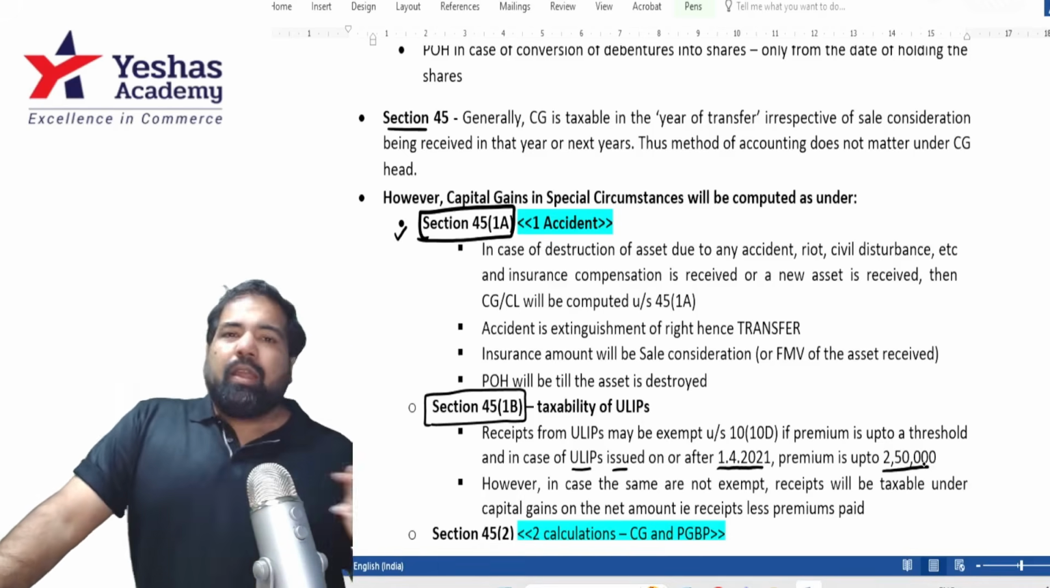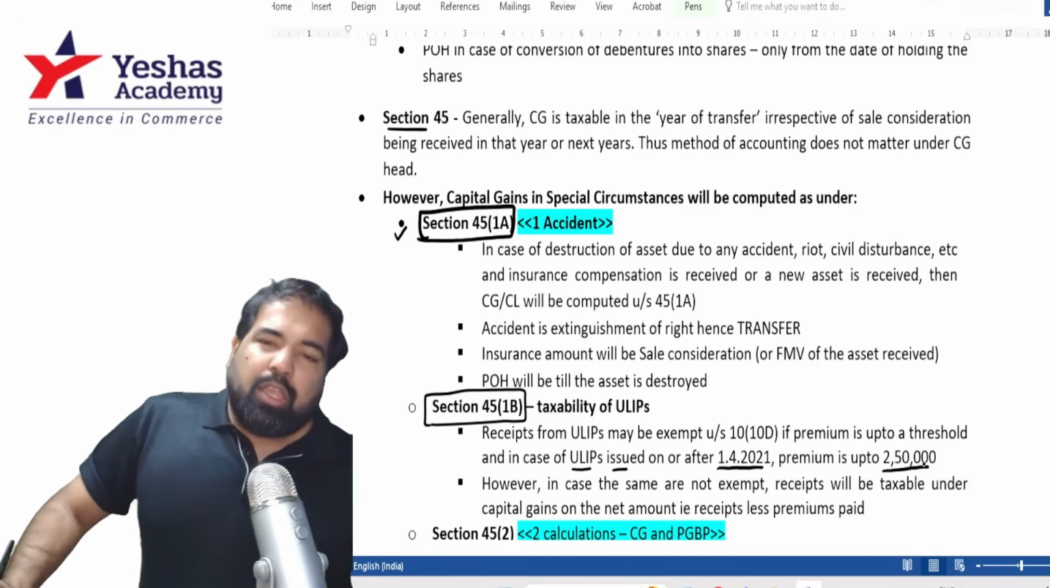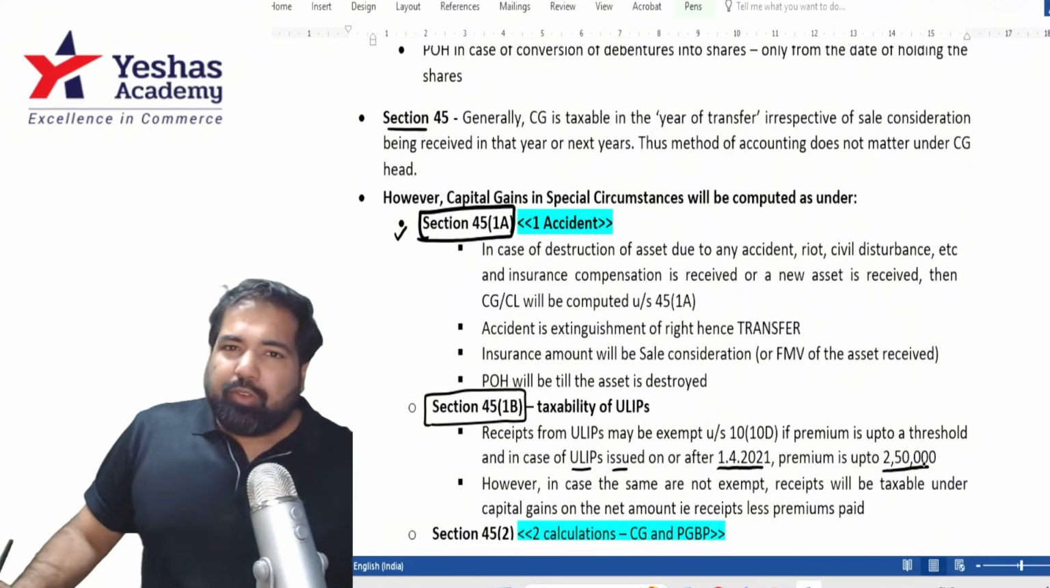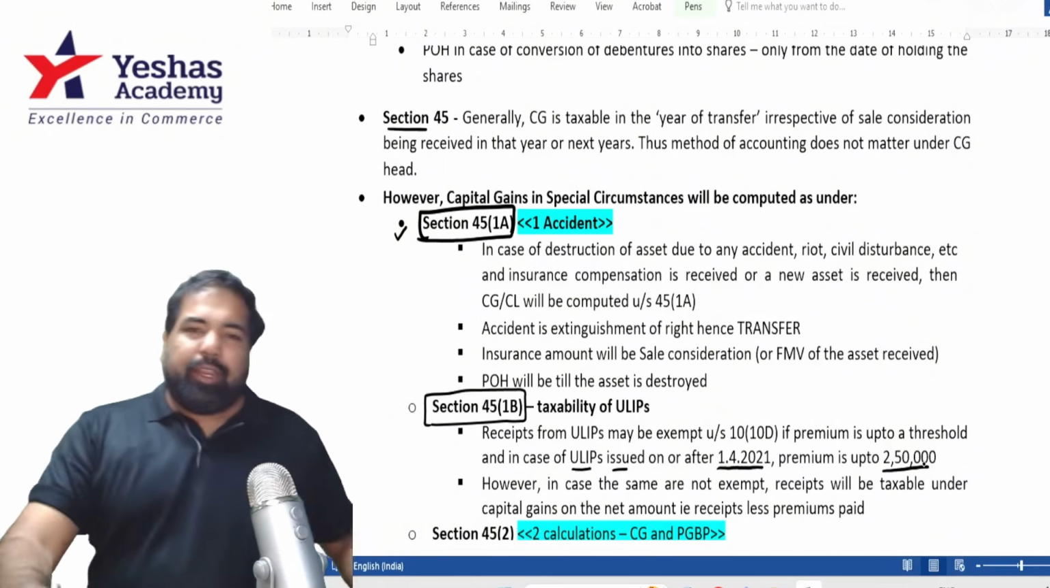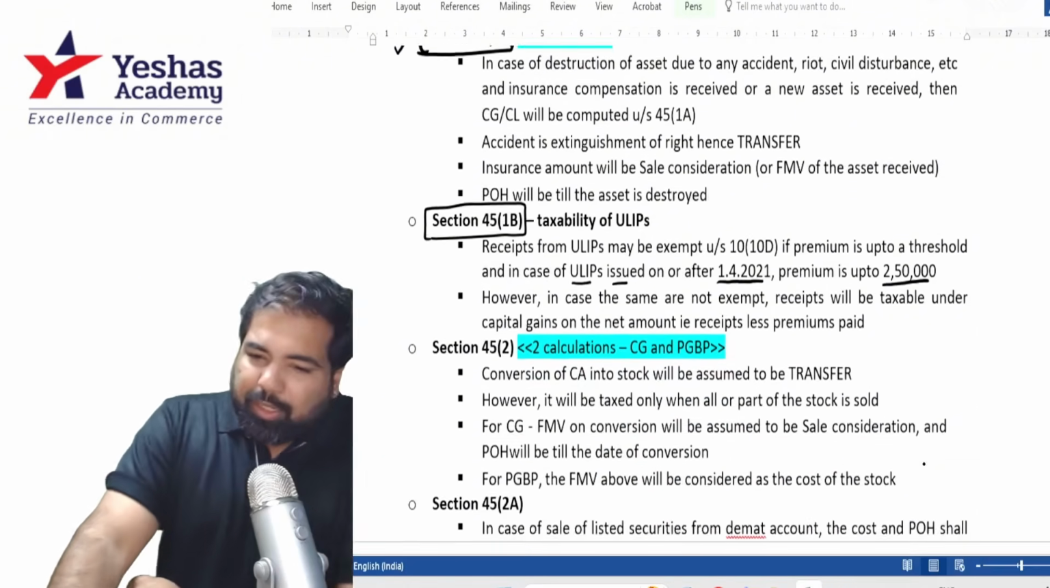I'll tell you how. Example, let's say you paid a premium of 3 lakh rupees. You got the money back, which is 10 lakh rupees. What is the difference? 7 lakh. That 7 lakh will go under capital gain. Taxability of ULIP is now covered under capital gain.